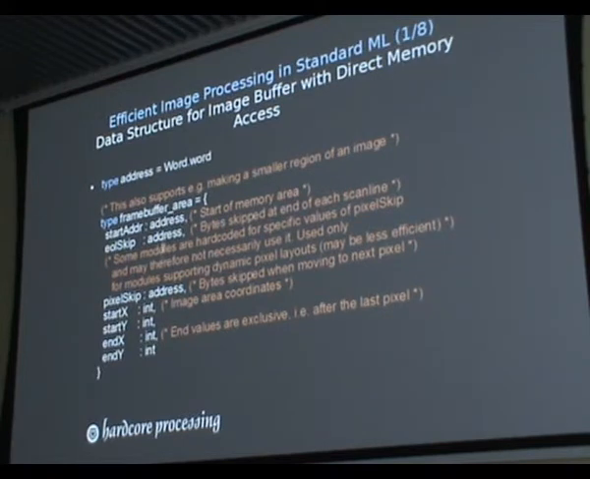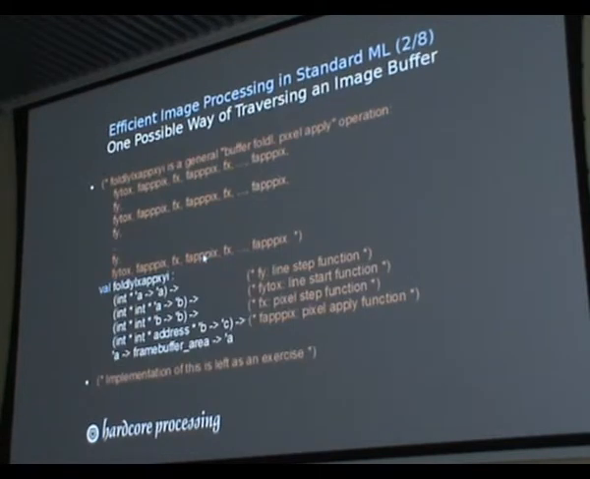I define this type as a frame buffer area: the start address, the number of bytes to skip at each scan line, the number of bytes to skip at each pixel, and the region of the image area. This is the primary data structure I use for handling images in general, and also, as we see, for rendering images efficiently on the screen.